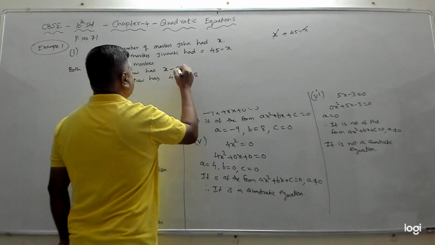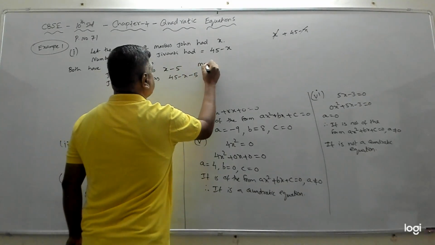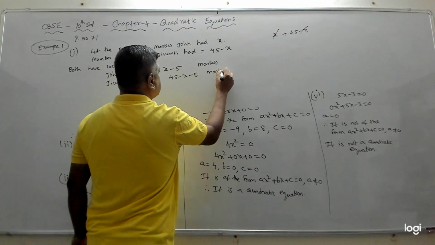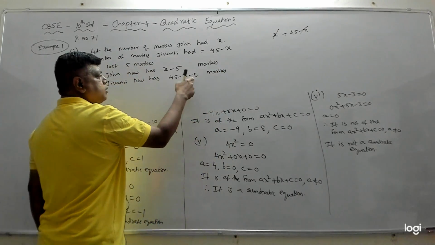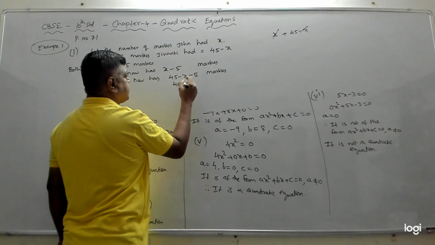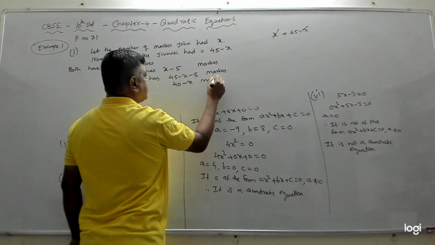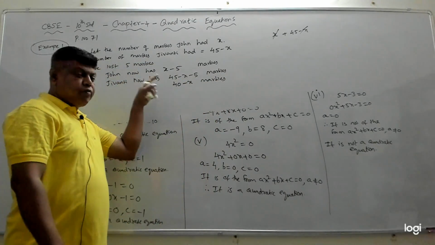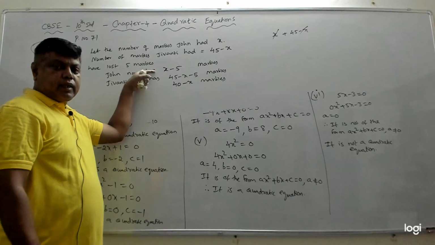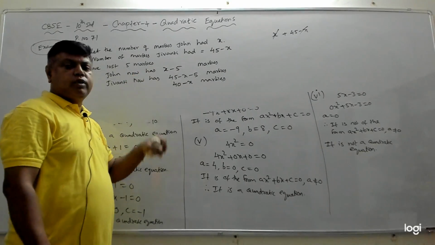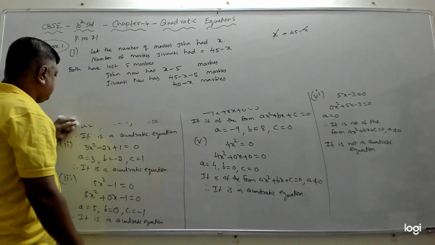Right? So John now has x minus 5 marbles. Jivanti will have 45 minus x minus 5 marbles. Now what is 45 minus x minus 5? You can simplify this. 45 minus 5 is 40, and then minus x. So Jivanti has 40 minus x marbles now, after losing 5 marbles. John has x minus 5 now after losing 5 marbles, and Jivanti has 40 minus x.